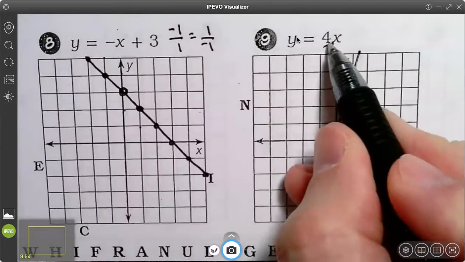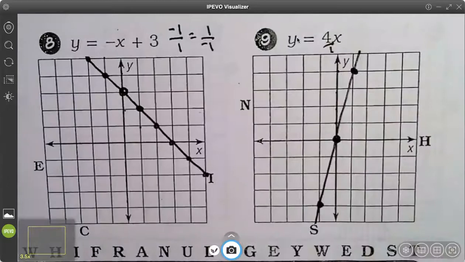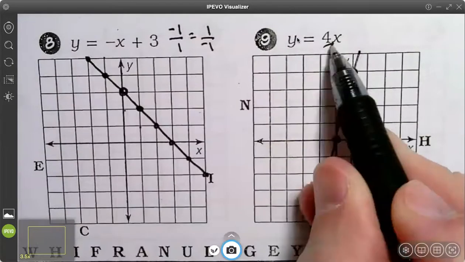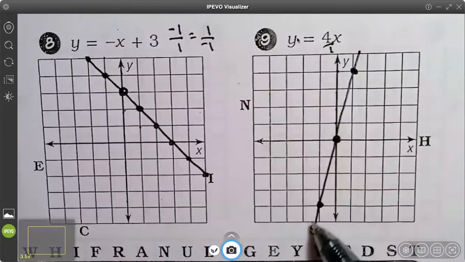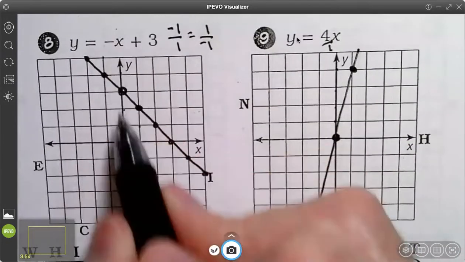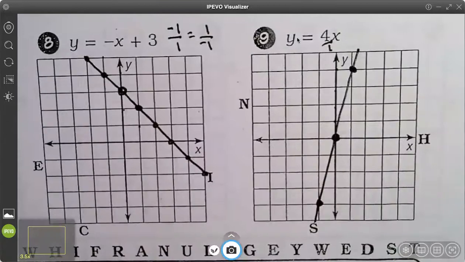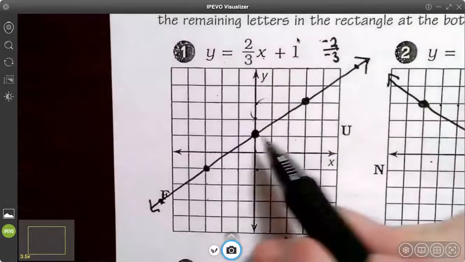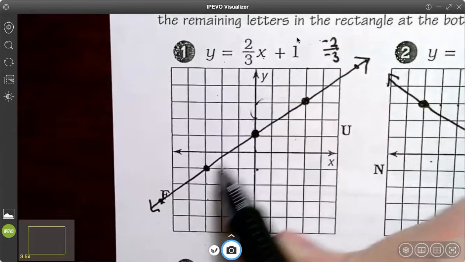The bigger the slope, the steeper the slope. 4 is a bigger number than 1 or negative 1. So a slope of 4 or negative 4 is going to be steeper than a slope of 1 or negative 1. And if you have a fractional slope, it's going to be shallow. If your slope is less than 1, you have a more shallow slope.